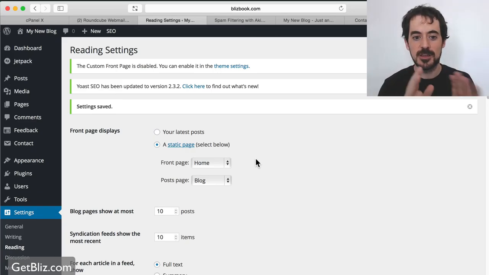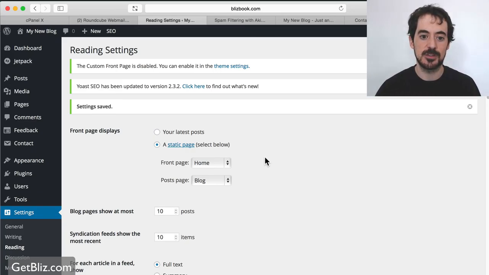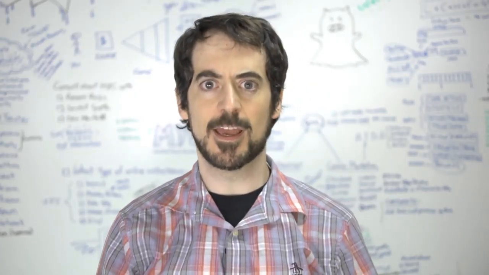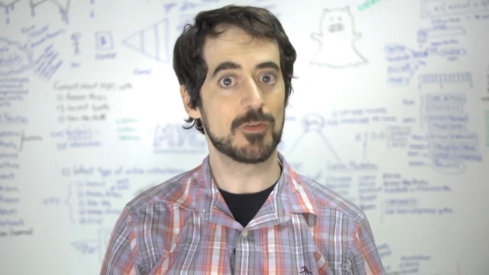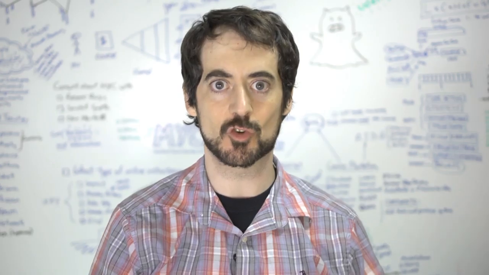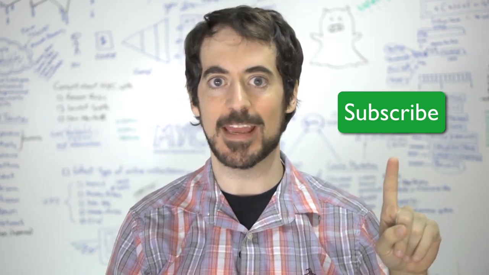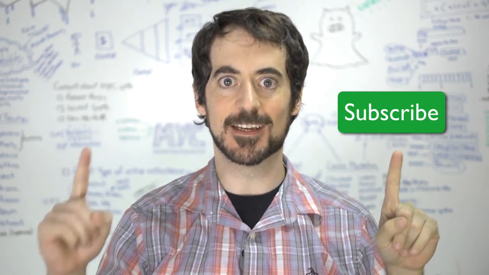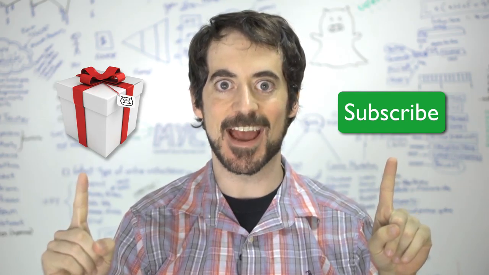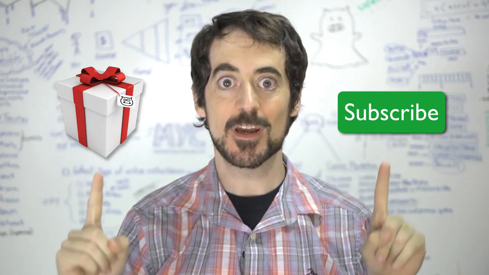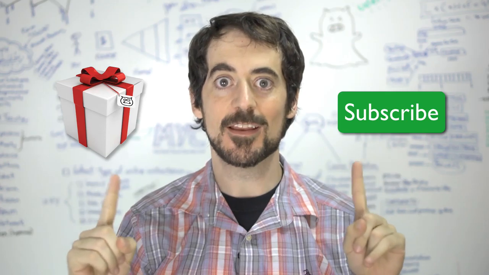That way, our home page is the page that we decide is the home page. Because if not, by default, the home page is the blog page. Because WordPress originally was exclusively a blogging platform. This can be a little confusing. Just make sure you follow these instructions and you'll be fine.